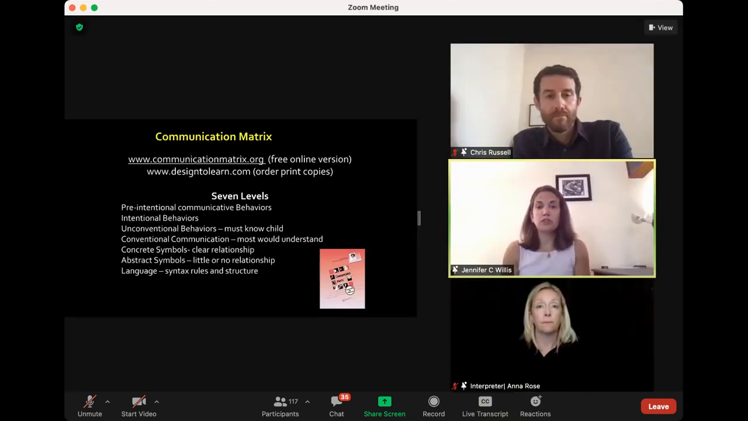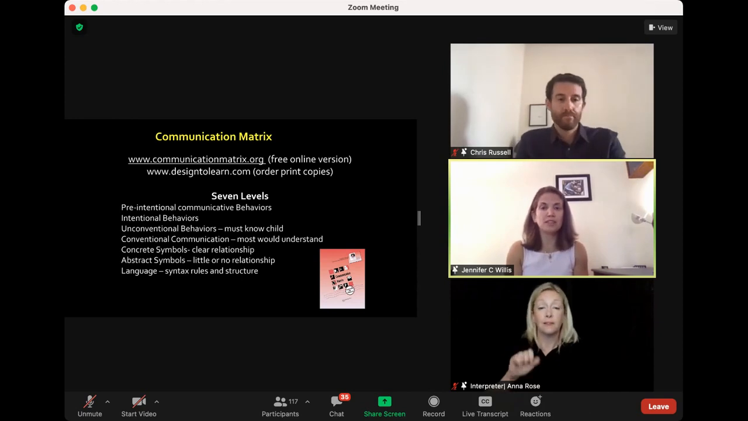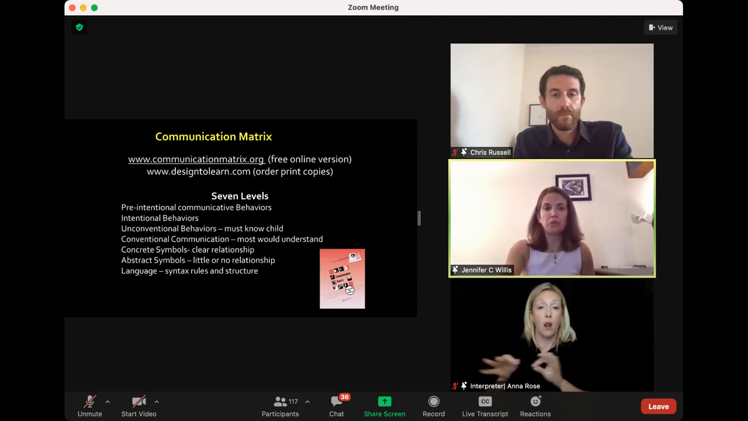Communication matrix. So for those of you who are familiar with this, feel free to become active and give us some more examples as I go through some of these levels and things that you have come across with your students that you have used this with. There are 7 levels of communication, everything from pre-intentional, which is our most basic infantile responses, all the way up to formal language. And we're going to go through these.